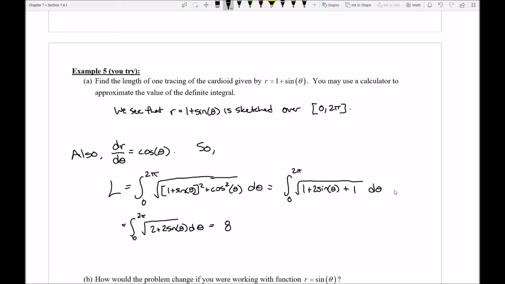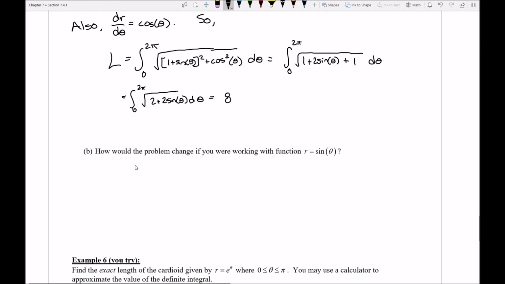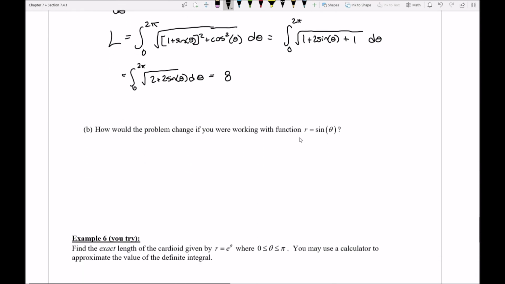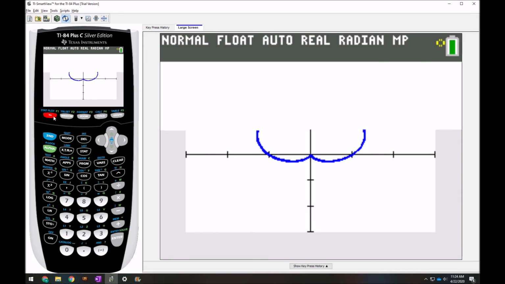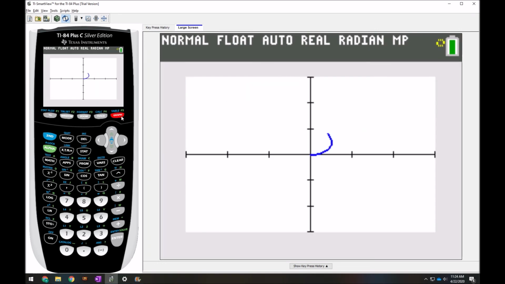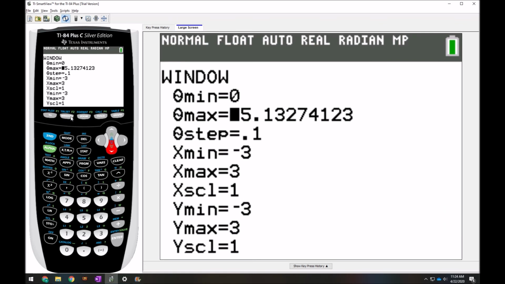Now, if I flip back to the notes, how would the problem change if I was instead working with the function r is equal to sine theta? Like, what if I just got rid of that plus 1? Well, I can go back and get rid of my plus 1 here and see how the picture would change. Okay, so I create this, and I can see that I'm not really adding anything by continuing to sketch for this long of a time, as a yellow wheel up here is spinning. So I might need to adjust what I have here.